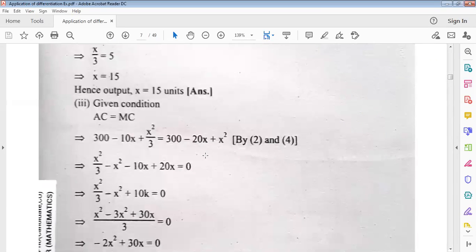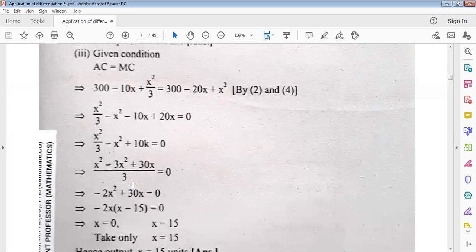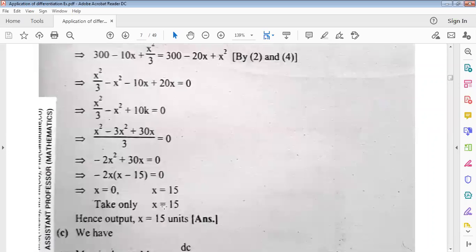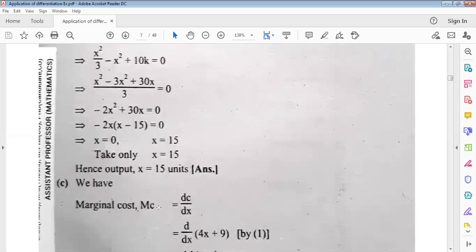Now the third part. For the third part, average cost equals marginal cost. This is given in the question. The average cost is given by this, and the marginal cost is this, by equations 2 and 4. Just solving, taking all terms of x on the left hand side, and x equals 15 is the accepted value. But x can never be 0. Can the number of units be 0? Never. The number of units can never be 0. That means x must be non-zero. So x equals 15 is the output result. Now x equals 15.